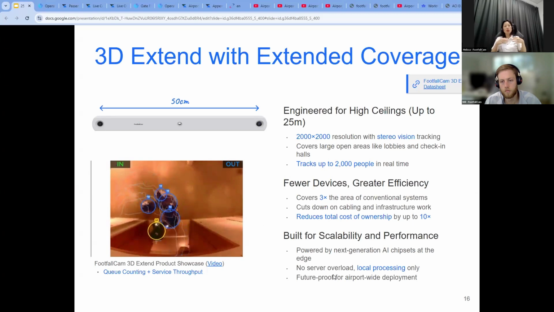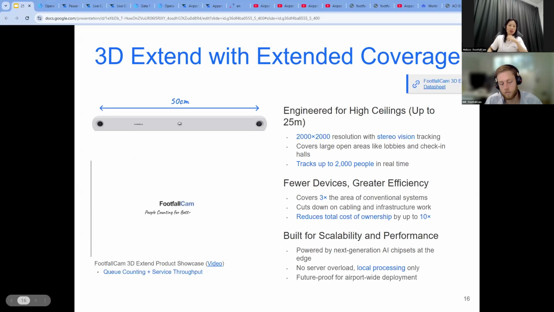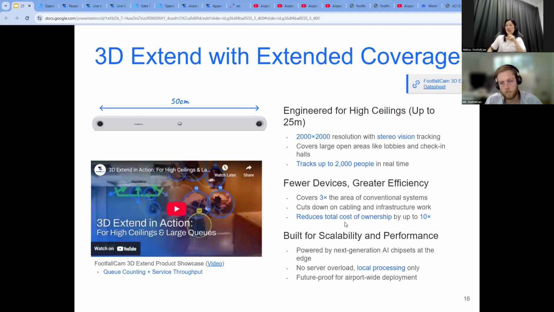Altogether, we're looking at a tenfold reduction in total cost of ownership just by deploying smarter, more capable devices. This is made possible by our investment in the next generation AI chips, like I mentioned. So we can leverage the exponential growth in processing capabilities.